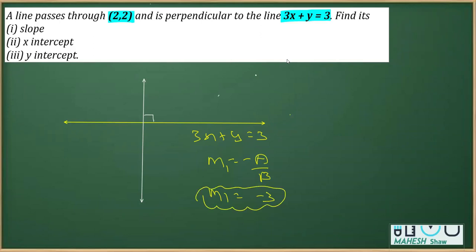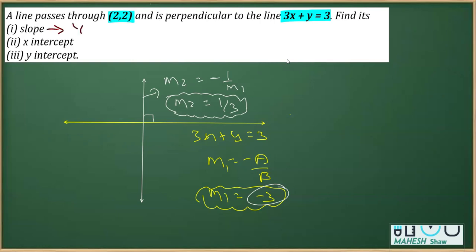Once we get the slope of this line, we know that when two lines are perpendicular, the slopes of these two lines have a relation. Considering the slope of the other line as m2, m2 will be the negative reciprocal of m1. That means m2 will be the negative reciprocal of -3, which is positive 1/3. So we got the slope of this required line, and we can write the slope here as 1/3.